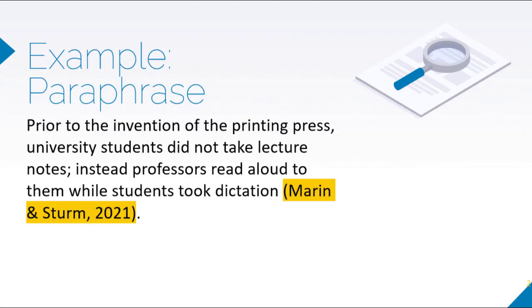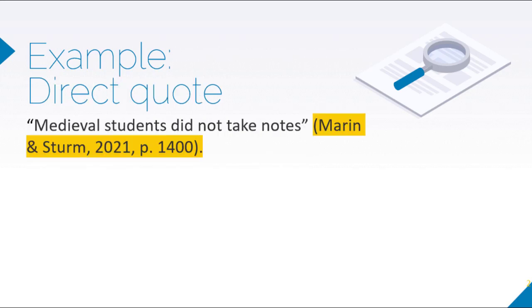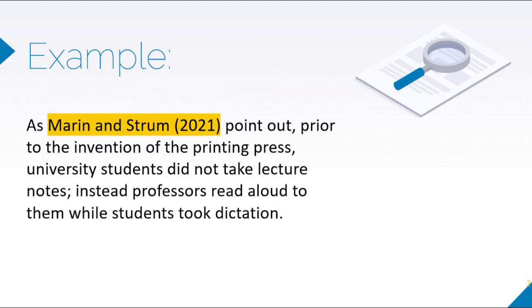In-text citations always need to include the author's last name and publication year. If you are using a direct quote, you also need to include the page number the quote came from. You can also incorporate this information directly into your sentence, instead of adding it at the end in parentheses. Notice how once the author is mentioned in the sentence, the year comes directly afterwards in parentheses.